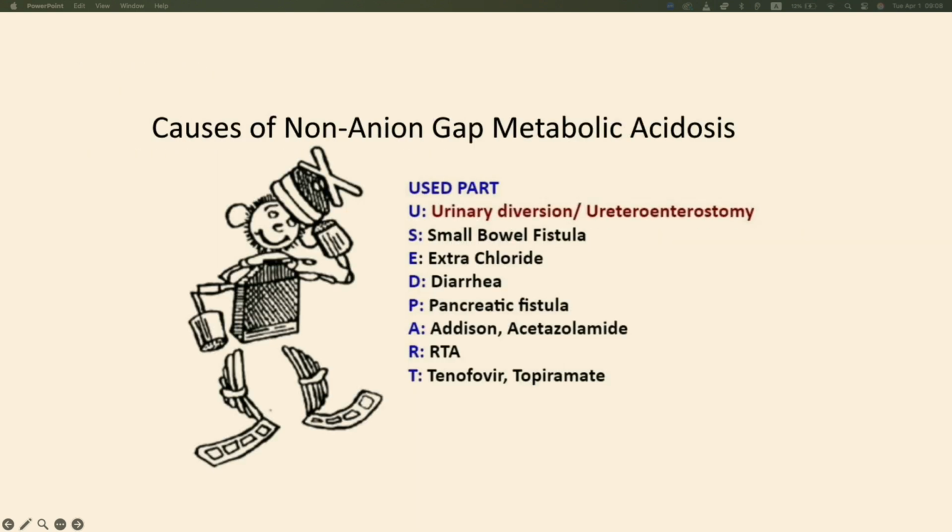Now here you can see the causes of non-anion gap metabolic acidosis. Now I'm going to show you how I can know whether this is an extrarenal cause or not. So let's say if my gap is negative, then I will say maybe it's diarrhea. Maybe it's a pancreatic fistula. Maybe there is a small bowel fistula. Maybe I gave so much chloride to the patient, maybe normal saline. Maybe there was a diversion. Maybe this is Addison disease or acetazolamide. So the majority of the causes are extrarenal. The only cause which is renal is RTA. So just remember that.